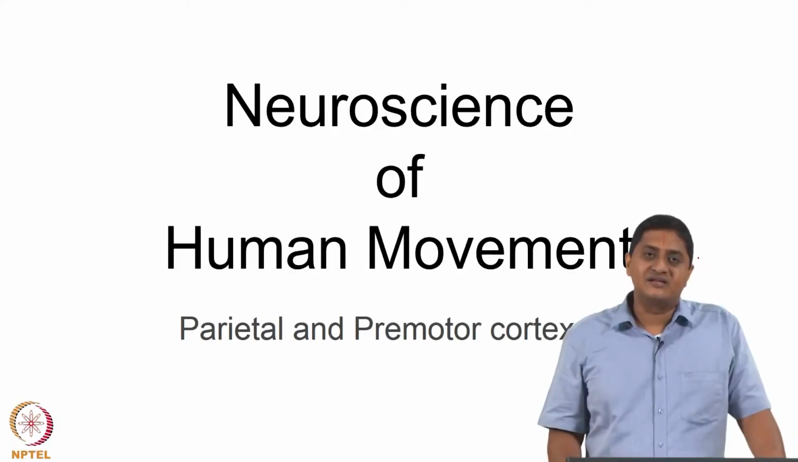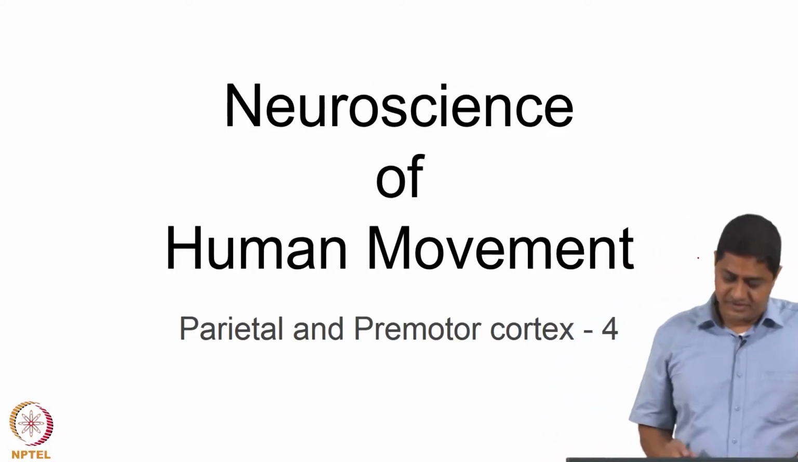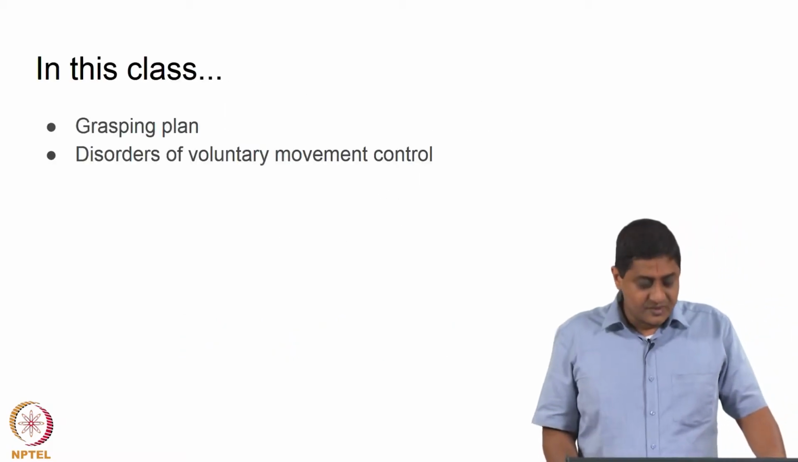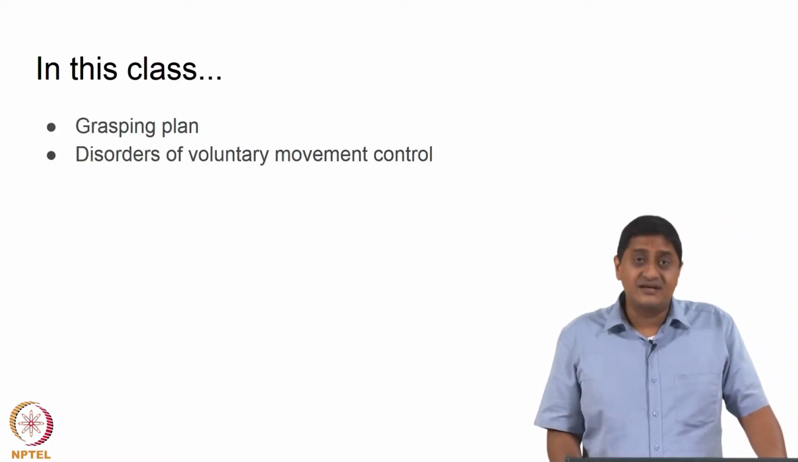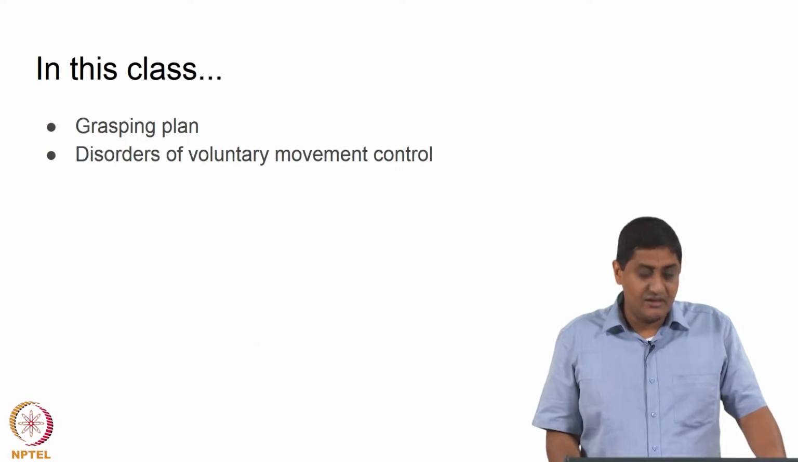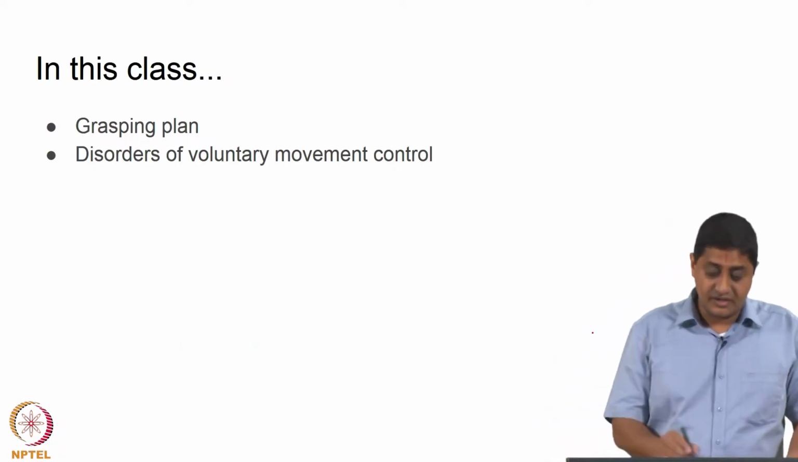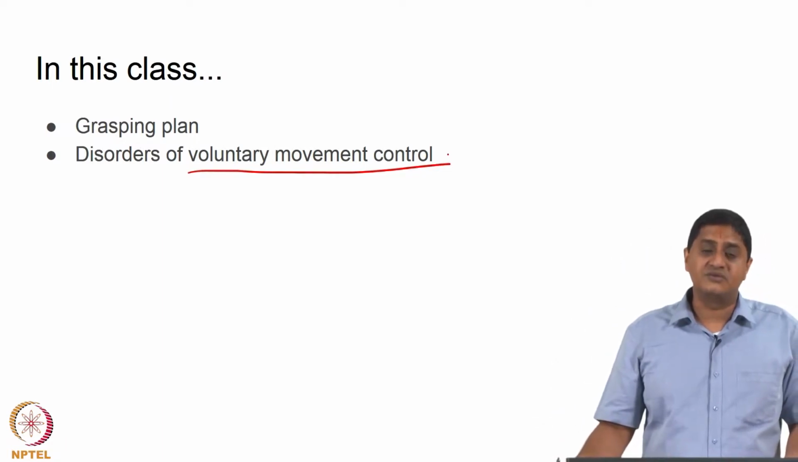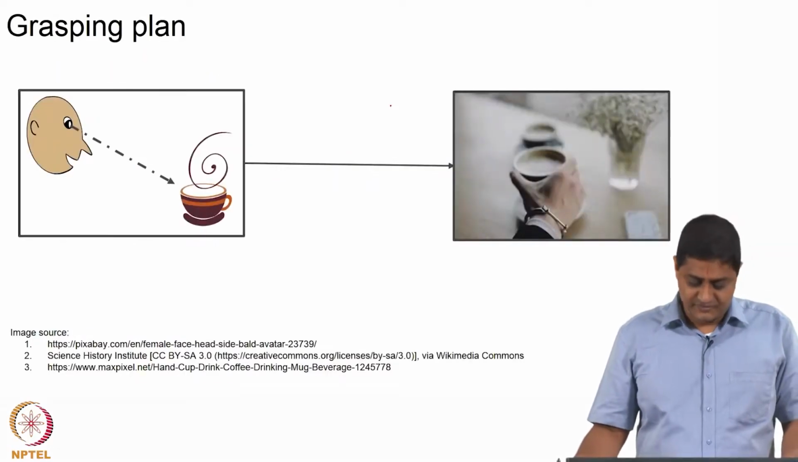Welcome to this class on neuroscience of human movement. This is part 4 of our discussion on parietal and premotor cortex. In this class we will discuss grasping plan and disorders of voluntary movement control, especially those that are caused by lesions of the motor association areas.